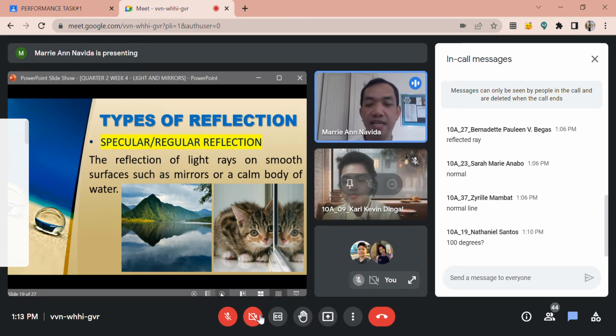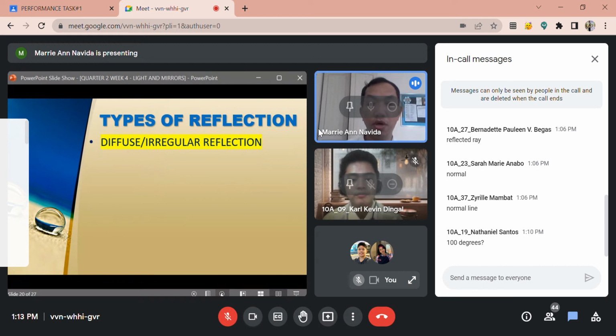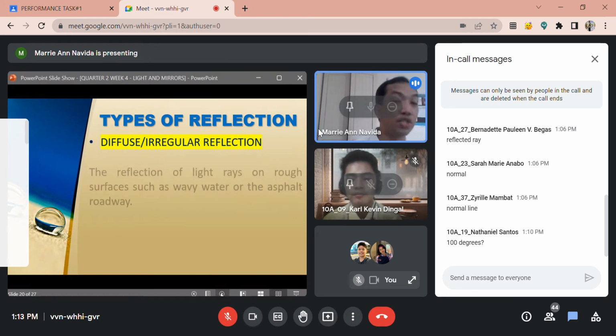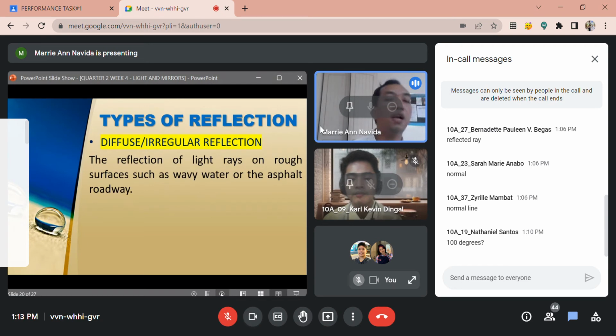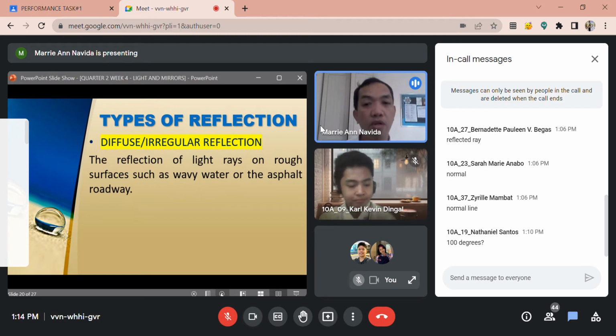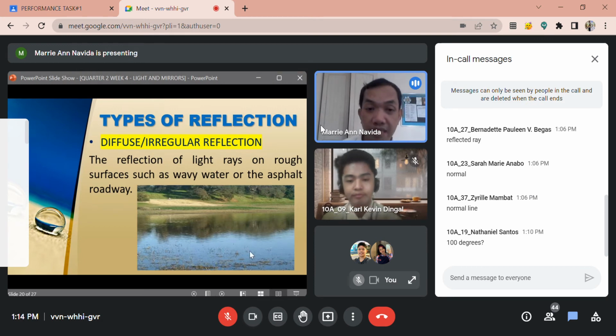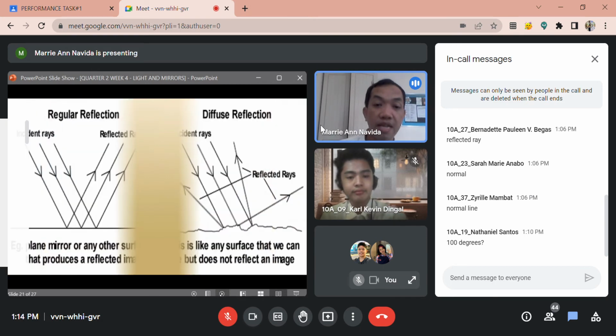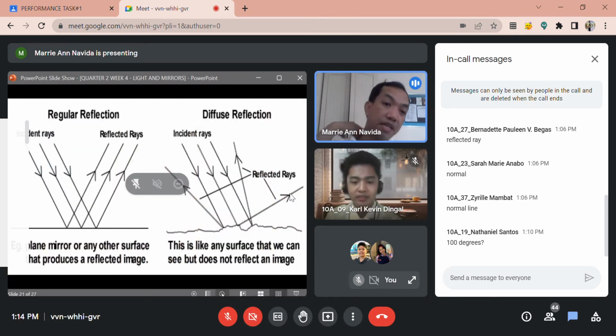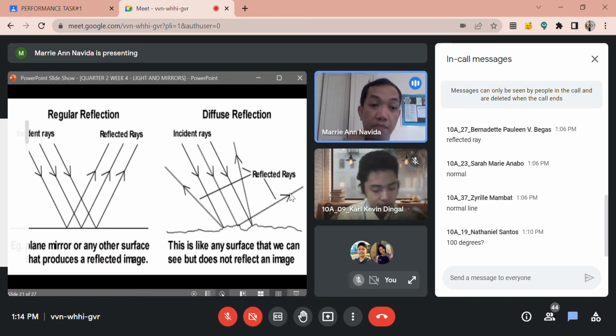While on the other hand, another type of reflection is what we call the diffuse or irregular reflection. So what do you mean by irregular or diffuse reflection? It is the reflection of light rays on rough surfaces such as wavy water or asphalt roadways. Of course, if that one is an asphalt roadway, you cannot really see yourself. Imagine that this is wavy water, so you cannot really determine the mountains. And on the other side, if it is regular, look at the incident ray and the reflected ray. It bounces, or it produces a reflected image.